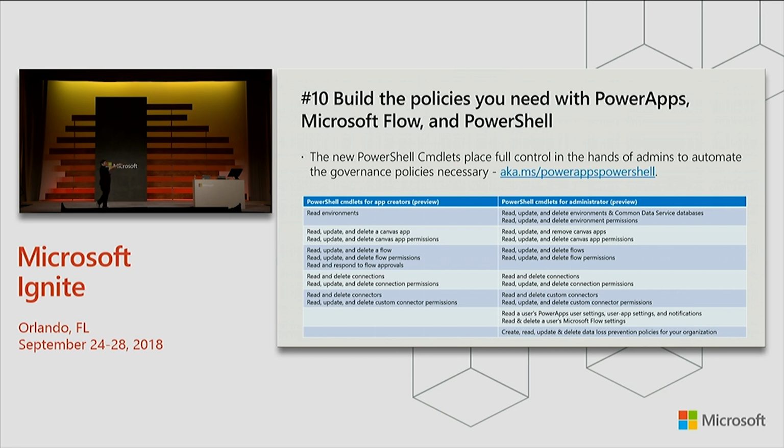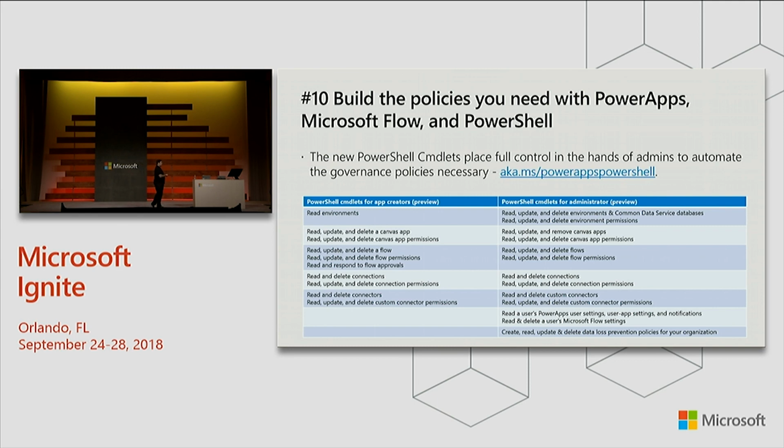And so what we've done in the past 6 months is we've rolled out two different things that I'm going to talk about today. The first is a set of PowerShell cmdlets. There are two libraries, one for app creators and one for administrators. And you can think of them as giving that same level of control that you have within the admin center from a programmatic point of view. So you have full CRUD access over environments. You have full CRUD access over apps and flows and all of those permissions for them, and also API policies.